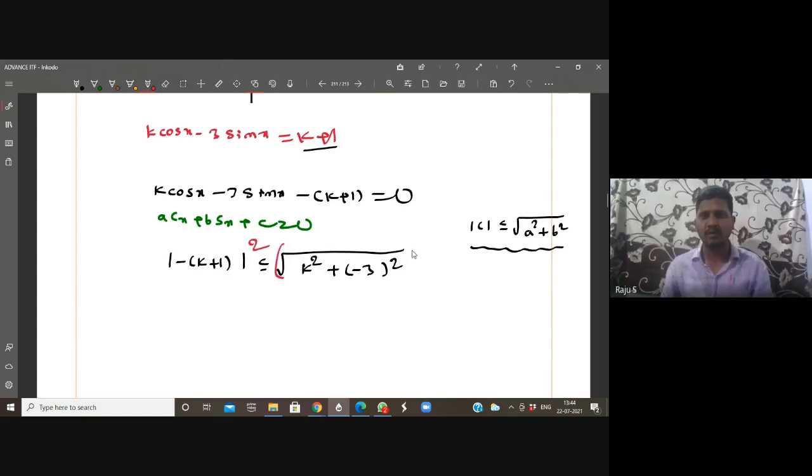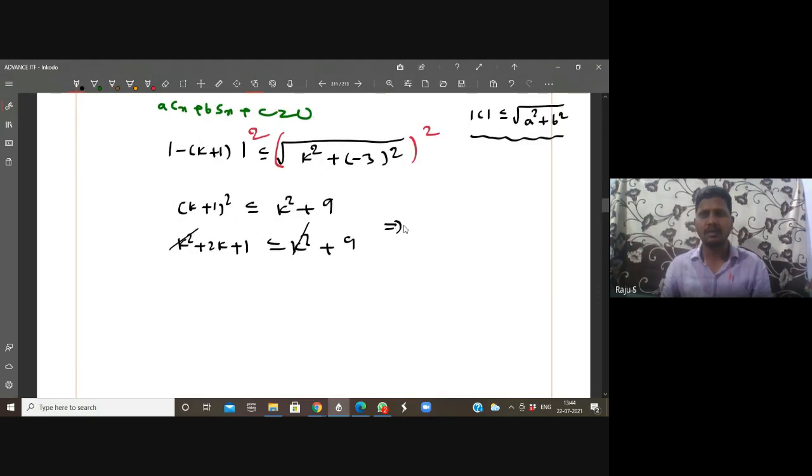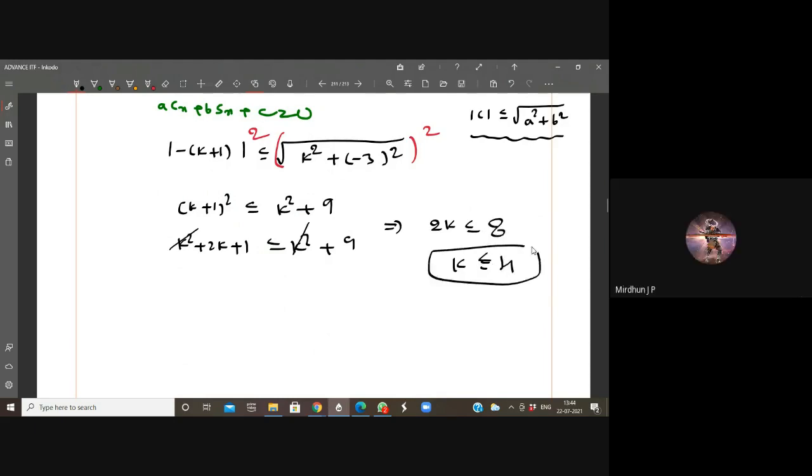Now squaring on both sides. The left side is k plus 1 the whole square, less than or equal to k square plus 9. Expanding the left side with a plus b whole square, k square plus 2k plus 1 is less than or equal to k square plus 9. The k square gets cancelled. Then the remaining value, 2k, is less than or equal to 8. So k is less than or equal to 4. Am I right?